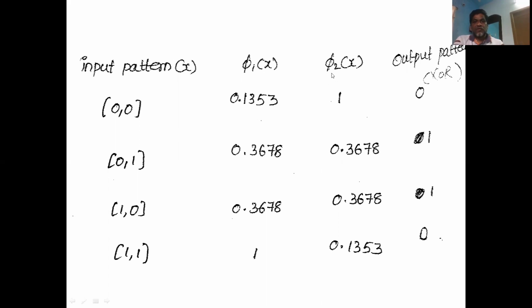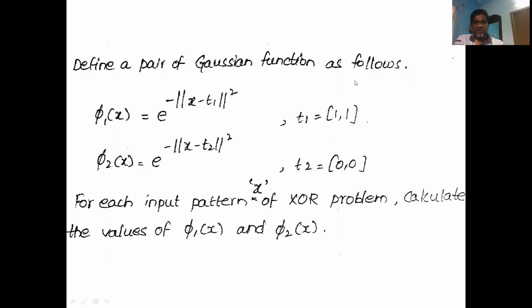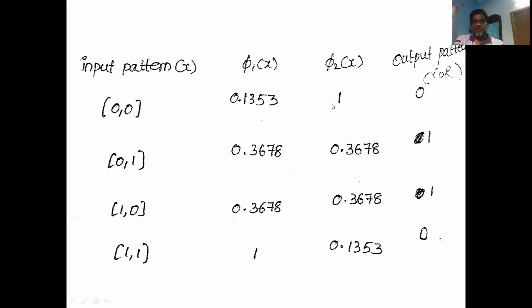Similarly, phi2 of x can be calculated as, what is phi2 of x? Because the center is 0 0, this is going to be 0 0 minus 0 0, which will become 0. E power minus 0 is also going to be 1. Anything power 0 is going to be 1. So phi2 of x becomes 1 here for the input pattern 0 0. Now, if you observe, the input pattern 0 comma 0 is mapped into a high dimensional space as 0.1353 and 1. The values are changed, but the output label is still going to be 0.